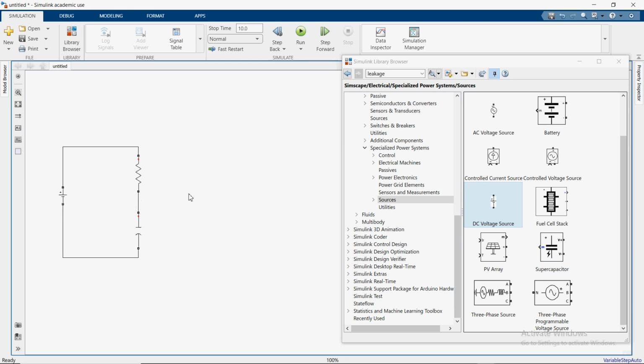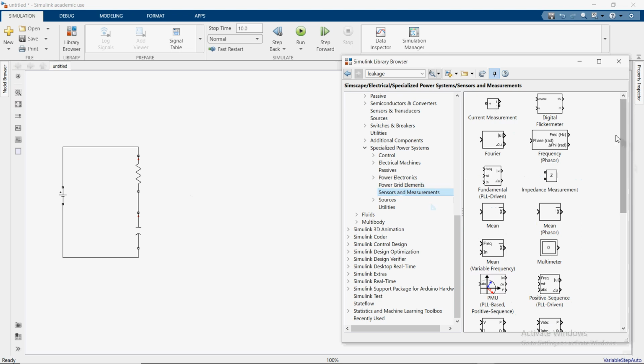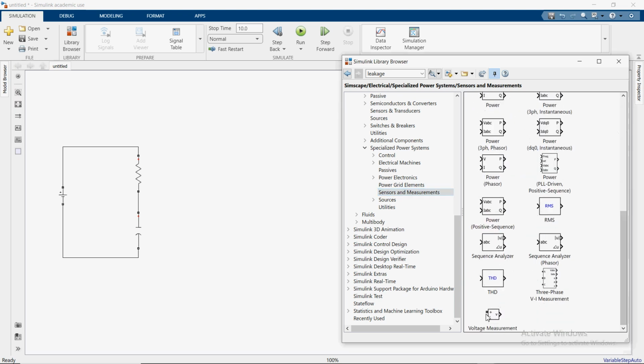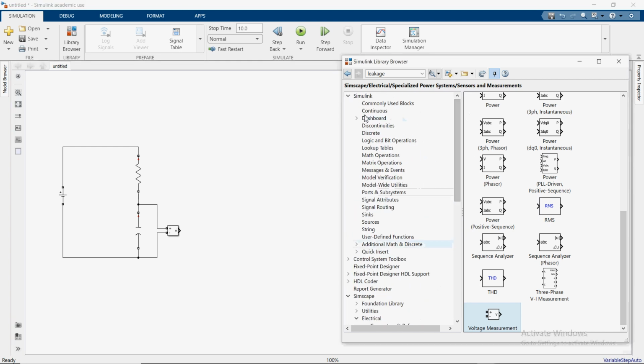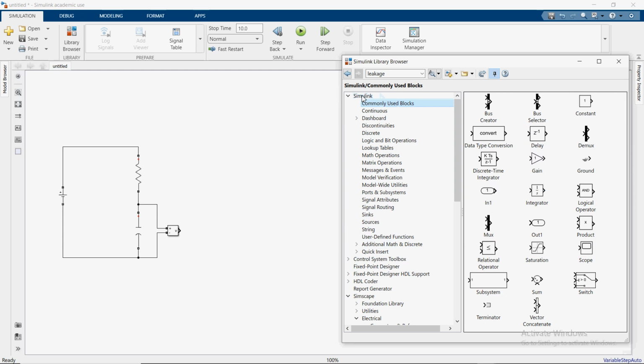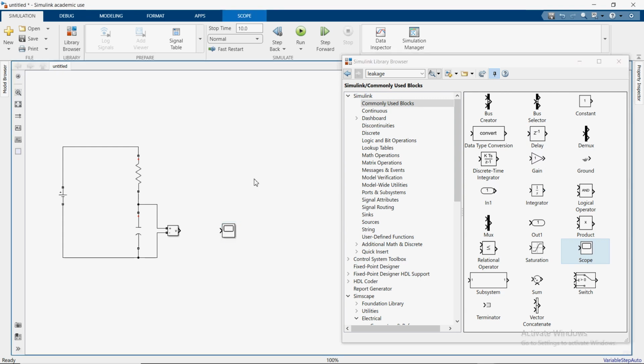Now we have completed the circuit. To measure the voltage, you have to go to Sensors and Measurements. From there, you will select Voltage Measurement. Keep this voltage measurement block here and connect its input terminals here and here. Okay. To plot the voltage, you will require a scope block. That scope block is a commonly used block under Simulink. This is the scope where you can monitor the graph. So put that scope here, okay, and connect it.